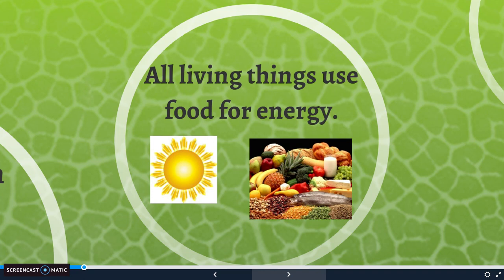All living things use food for energy. Remember how we talked about in class, there are different types of consumers. Omnivores, like humans, eat plants and meat. There's also carnivores that eat only meat, and herbivores that eat only plants. And plants are known as producers because they make their own food through the process of photosynthesis. So all living things need food for energy, and we get our energy from the food we eat, and plants get the energy they need from the sun.